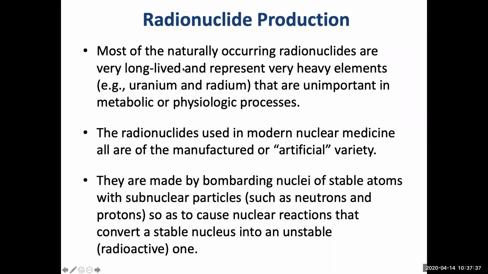Most of the naturally occurring radionuclides are very long-lived, like uranium-235, radium, whatever, and represent very heavy elements that are unimportant in metabolic or physiological processes. So we cannot use uranium because it is the only natural one.